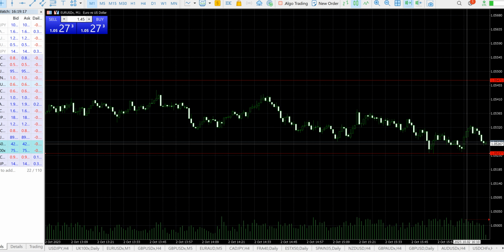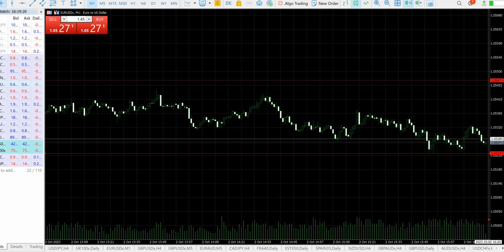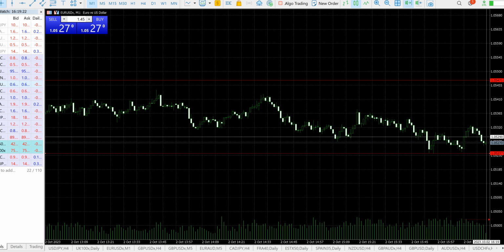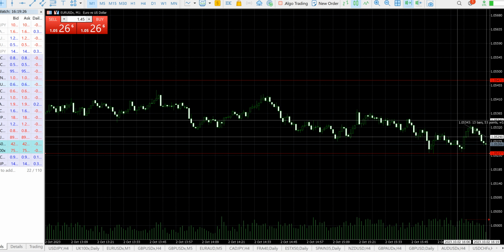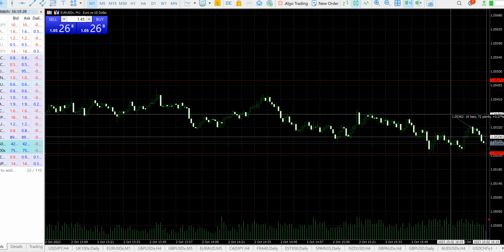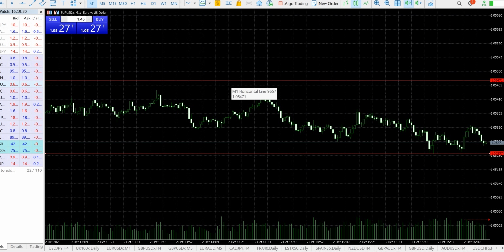Now the pullback, it does look a little bit deep, but it is deep enough to eventually have like a 3 pip stop loss for a 6 pip target, and that would be nice. But let me see if price hesitates. That's one reason why I didn't really want to take the short right away. We could potentially be going back northbound. So like I said, a little bit of a deep pullback, and that could cause an issue.